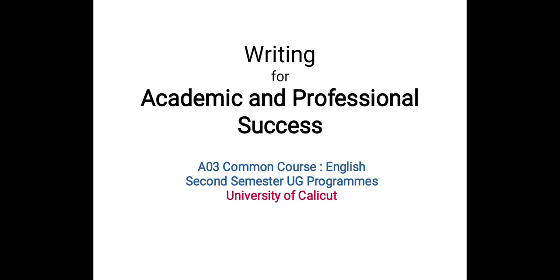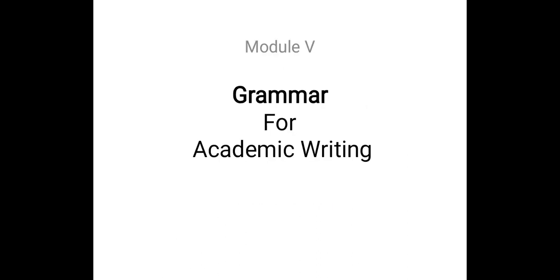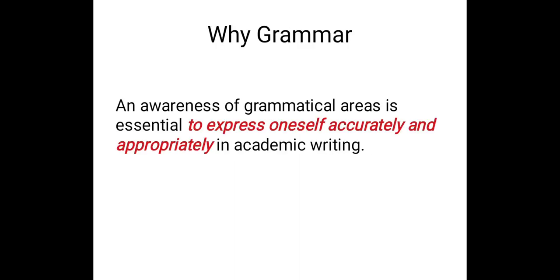Now we will discuss another topic from the textbook Writing for Academic and Professional Success. It is from Module 4, and the topic is Grammar for Academic Writing. The first question that comes to our mind is why we have to be aware of the grammar areas while writing for academic purposes. The answer is an awareness of grammatical areas is essential to express yourself accurately and appropriately in academic writing.